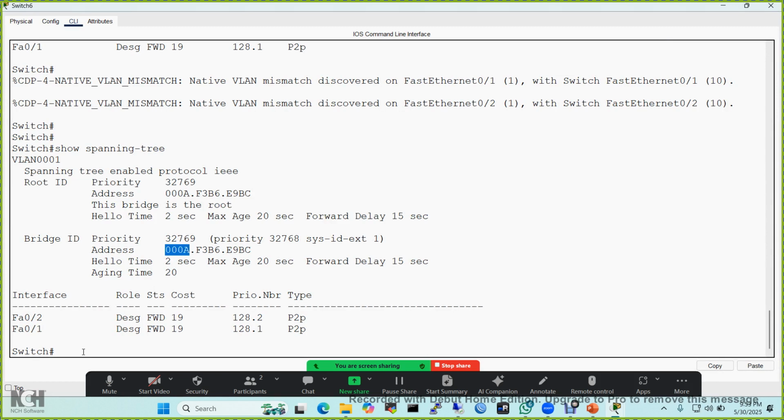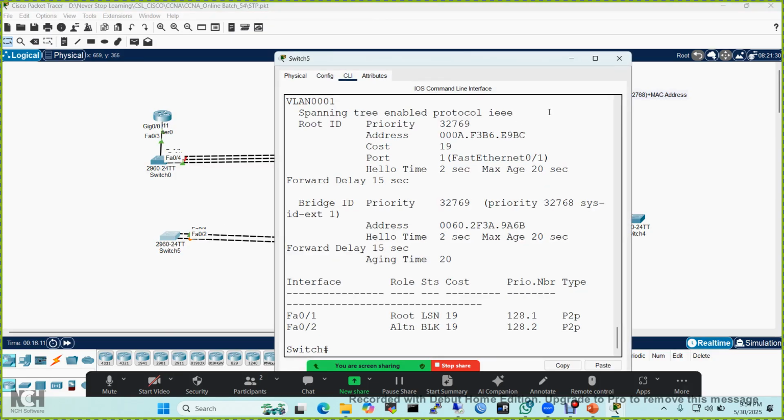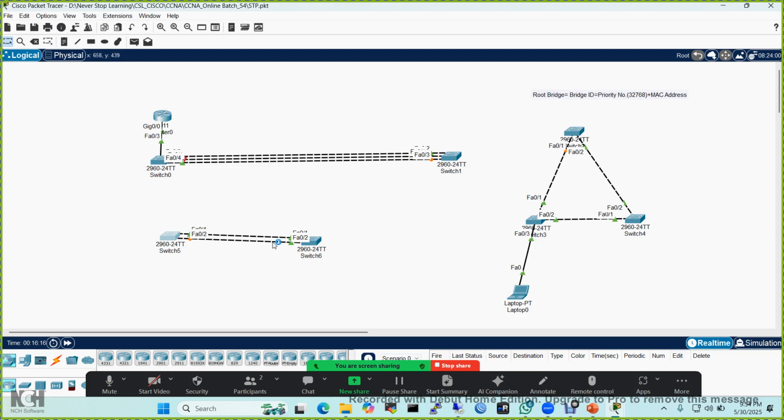Now I will do something different. I will make this switch the root switch. I will change the priority number. I am going to that switch. Now which one is the root? This one. Now I will make switch 5 the root.